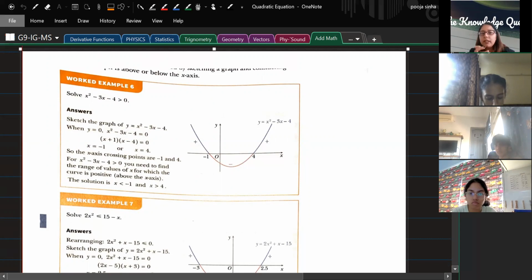Not the English word range. In this topic, domain and range are two different things for us now. We are not finding y values, we are finding x values. So we are finding the domain where the equation is greater than 0.